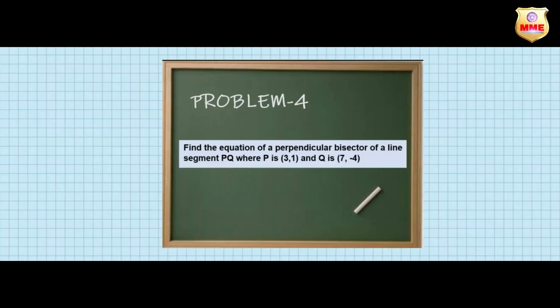Now friends, let us see one more typical problem related to straight lines. In this problem, we will try to understand how to find the midpoint of a line and how to find the equation of a perpendicular line. Our problem is, as you can see here, find the equation of the perpendicular bisector of a line segment PQ, where the coordinates of P are 3, 1 and the coordinates of Q are 7, minus 4.